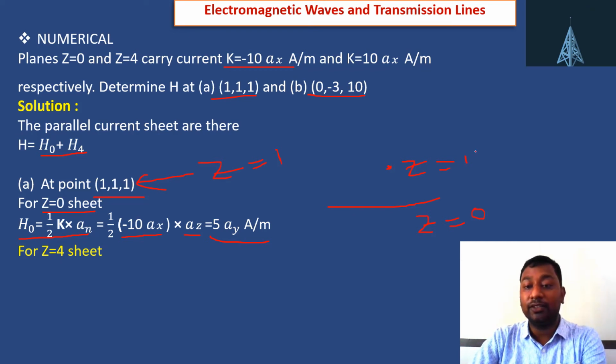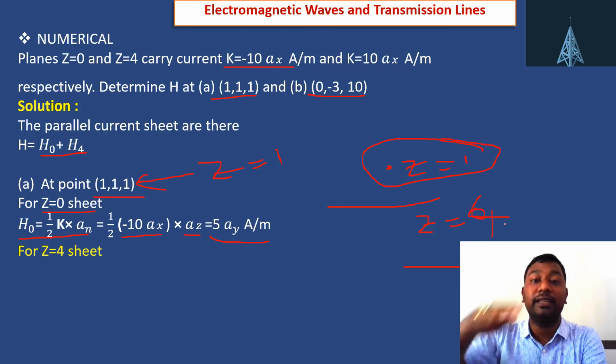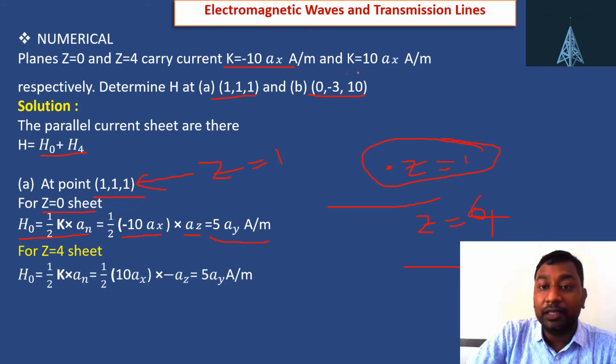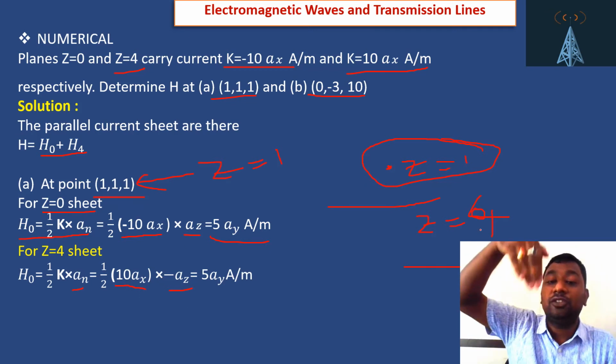For z equals 4, instead of 0 it will be 4. Now the z equals 1 point is not upward, it's downward. The point is below the sheet; we are looking from the fourth floor down to the first floor. The K value is already given: for the z equals 4 sheet, K is 10 a x, so we put 10 a x. a n will be minus a z. Why is it minus? Because we are looking in the opposite direction.